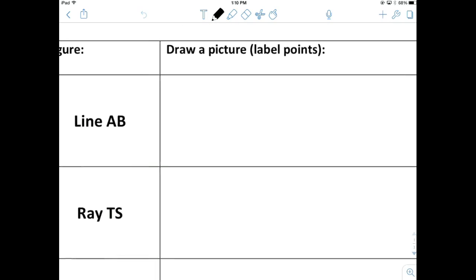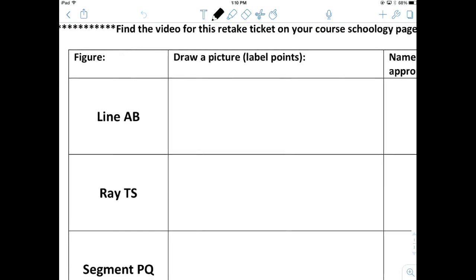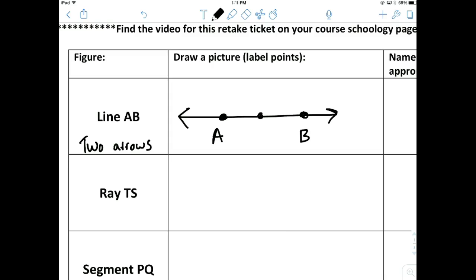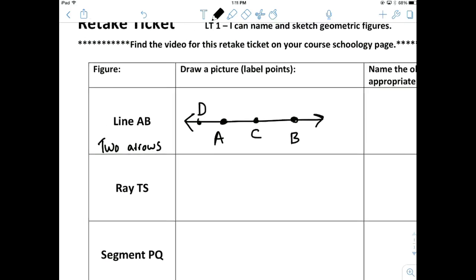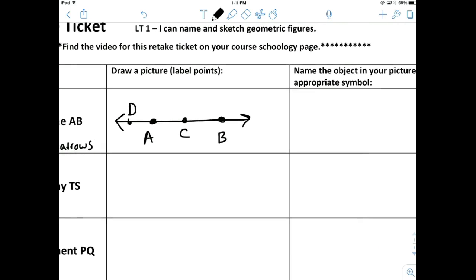A line is something that goes forever. You're going to be looking for two arrowheads here. No matter how many points might be on that line, we're going to have A on there, we're going to have B, we can add a couple points C, maybe another point D. No matter how many points are on this line, you want to name this only using 2 points. So you would name this AB, and the symbol above it needs to match the picture. So we have 2 arrows on that.